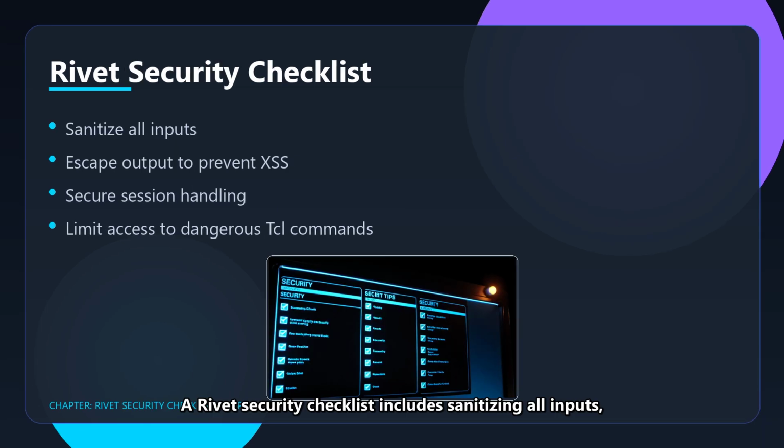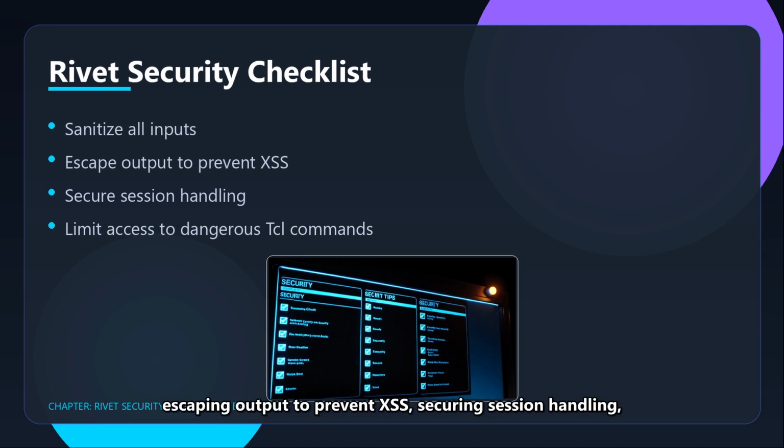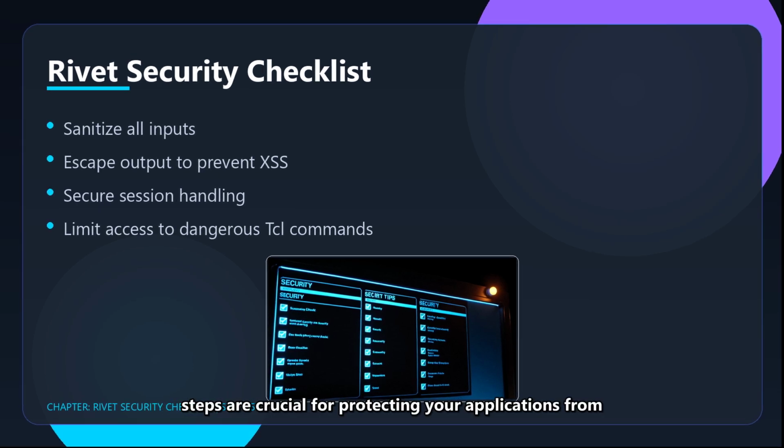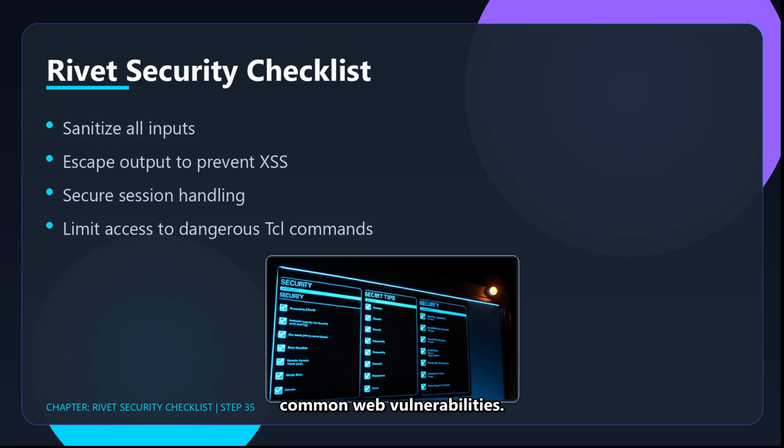A Rivet security checklist includes sanitizing all inputs, escaping output to prevent XSS, securing session handling, and limiting access to dangerous TCL commands. These steps are crucial for protecting your applications from common web vulnerabilities.